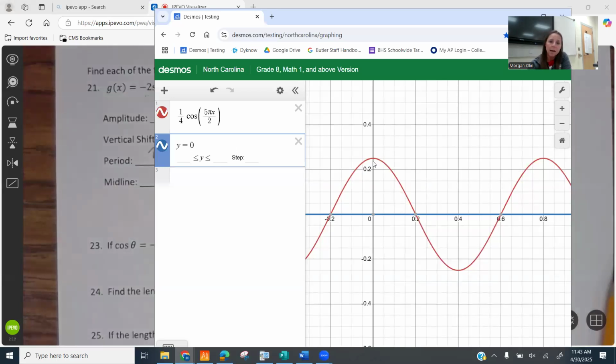Now here, if you look, this goes all the way from 0 to 0.25. 0.25, or 1/4, is my amplitude. Now remember, 0 is the same thing as my vertical shift. And the last thing is my period, the length of one cycle. So one cycle goes from here to this max right here, and that's a total of 0.8. As long as you start at 0 and then you end, the length of it is that point right here.